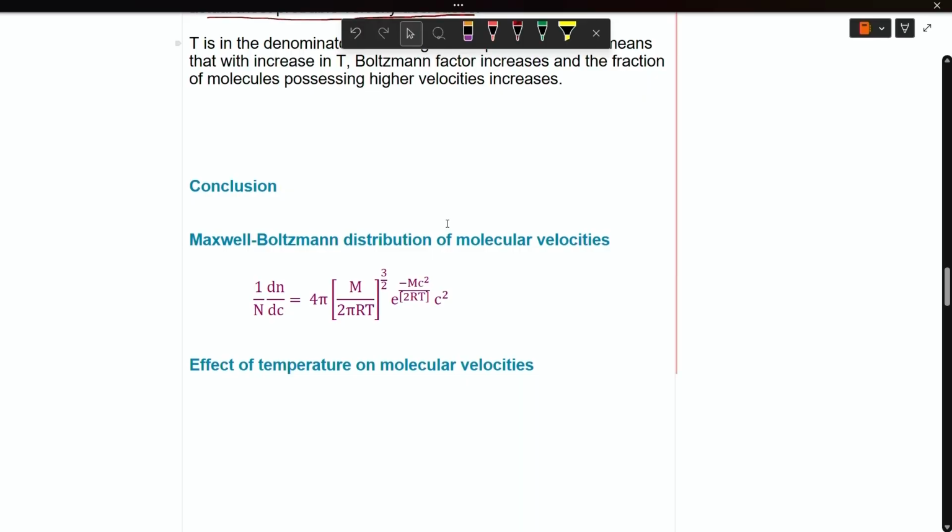Now, to conclude, we have been seeing the Maxwell-Boltzmann distribution of molecular velocities, and we have been seeing the effect of temperature on molecular velocities. The Maxwell-Boltzmann distribution of molecular velocities is represented as (1/n)(dn/dc) = 4π (m/2πRT)^(3/2) e^(−mc²/2RT) c².